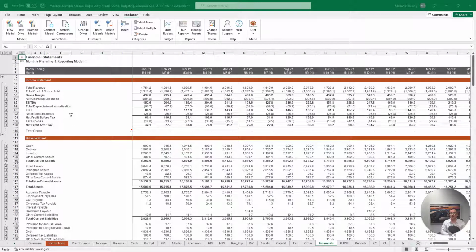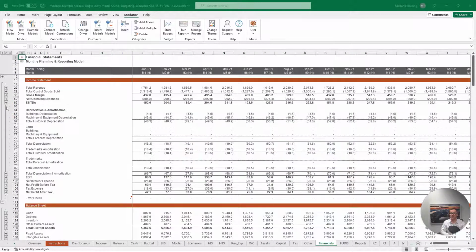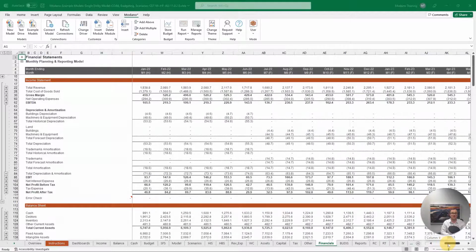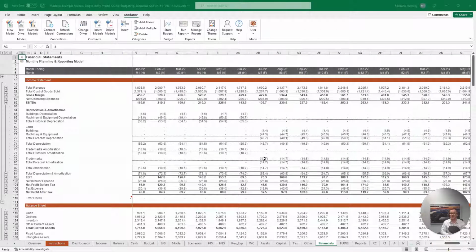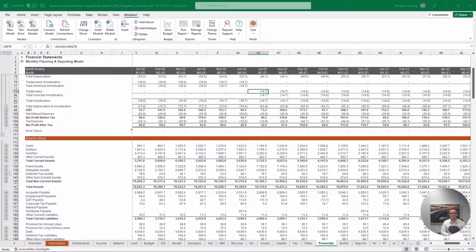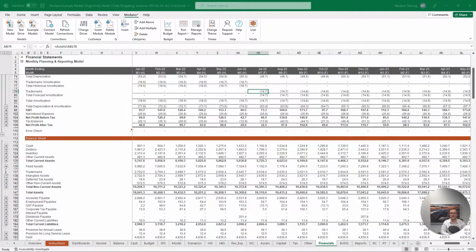Firstly, looking at the income statement, if we expand our total depreciation and amortization section, at the bottom where we have our total forecast amortization, looking at our trademarks category, if we scroll across our time series until we get to our first forecast month of July 22, we can then see that we have our 14.7 of amortization on the income statement. And then if we scroll down to our balance sheet, locating our intangible assets in the non-current assets section and expand this, looking at our trademarks, again we can see our closing balance of 2639.0.